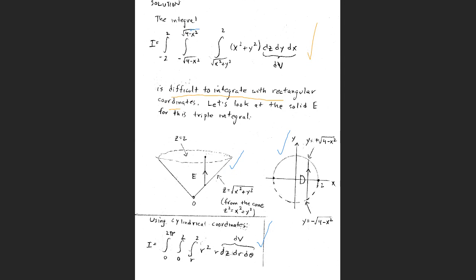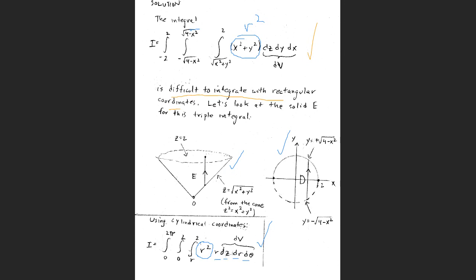Okay, so of course, x squared plus y squared is just equal to r squared. And that's how we got this r squared here. And then dV now is r dz dr d theta. Okay, so let's focus here then on the dz.